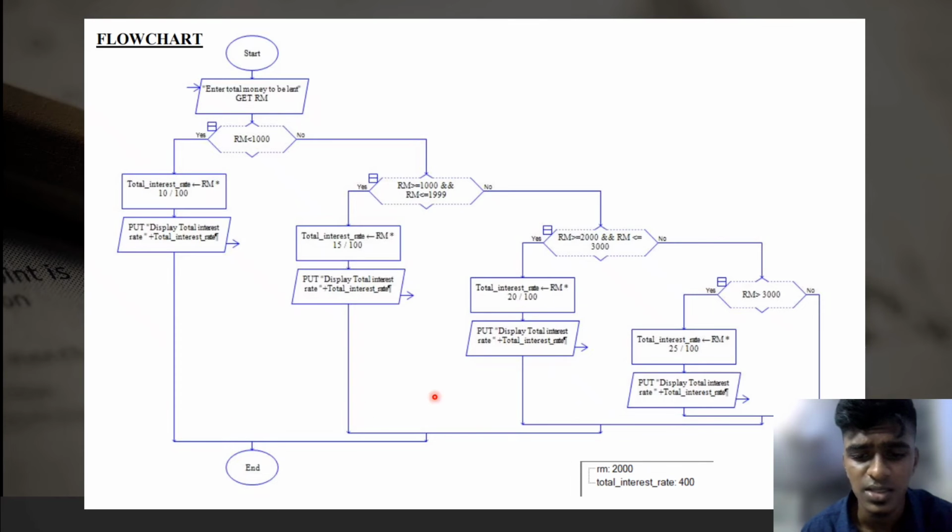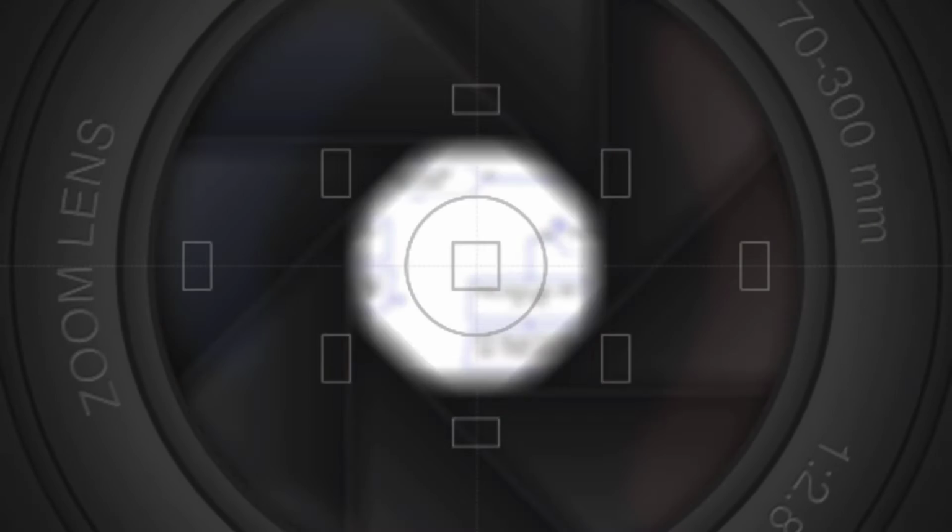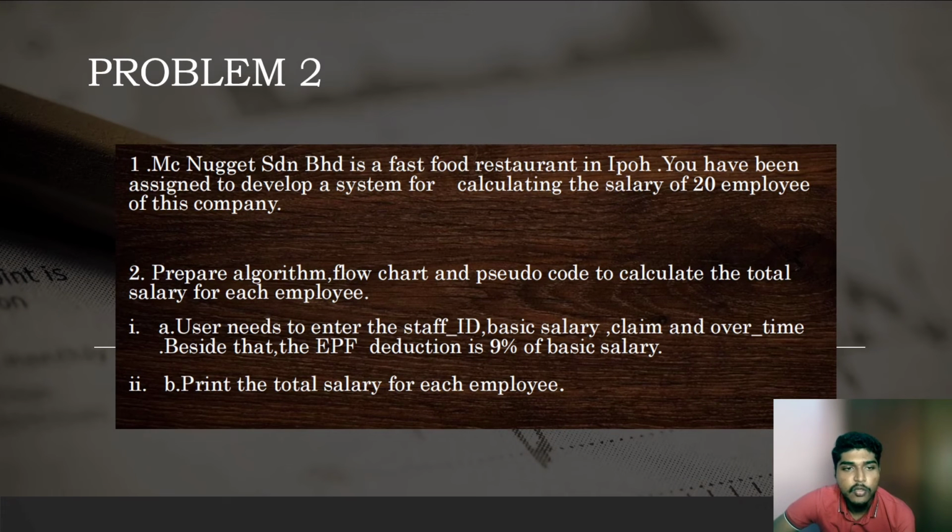Finally, end. The answer for the question will be RM2000, total_interest_rate 400. This is from me. Thank you. Now I pass this to Peter and Arvind. Thank you, Lugendran. So now let's go to problem 2.